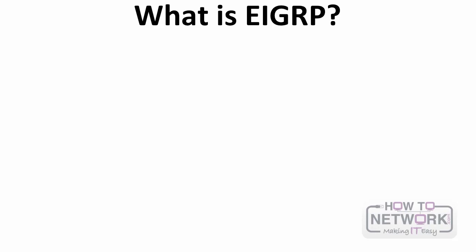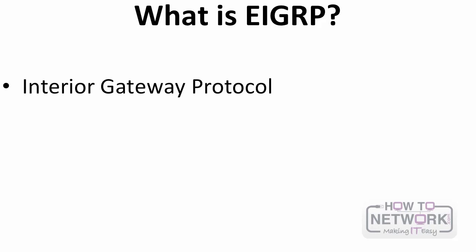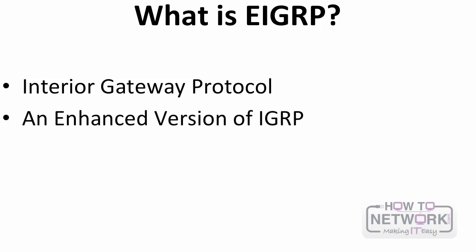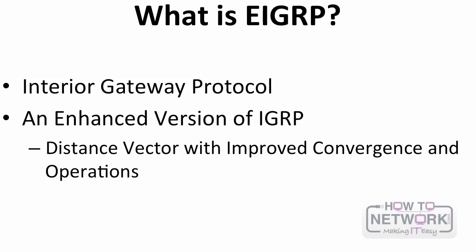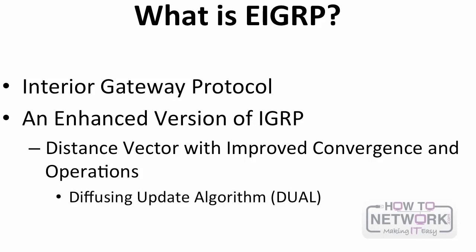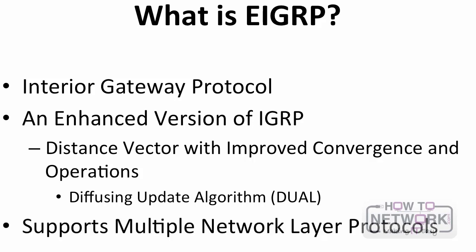Well, EIGRP is still an interior gateway protocol, and it is still a distance vector protocol, although many times in the past it had been referred to as hybrid, but those days are pretty much gone. Distance vector is what it's classified as, but it has improved convergence in operations. So it uses the dual diffusing update algorithm, and I'll show you about that in a few minutes. And then again, it has multiple unique tables to EIGRP, which assists in the operations and enhances the operations. And then again, it supports multiple network layer protocols.